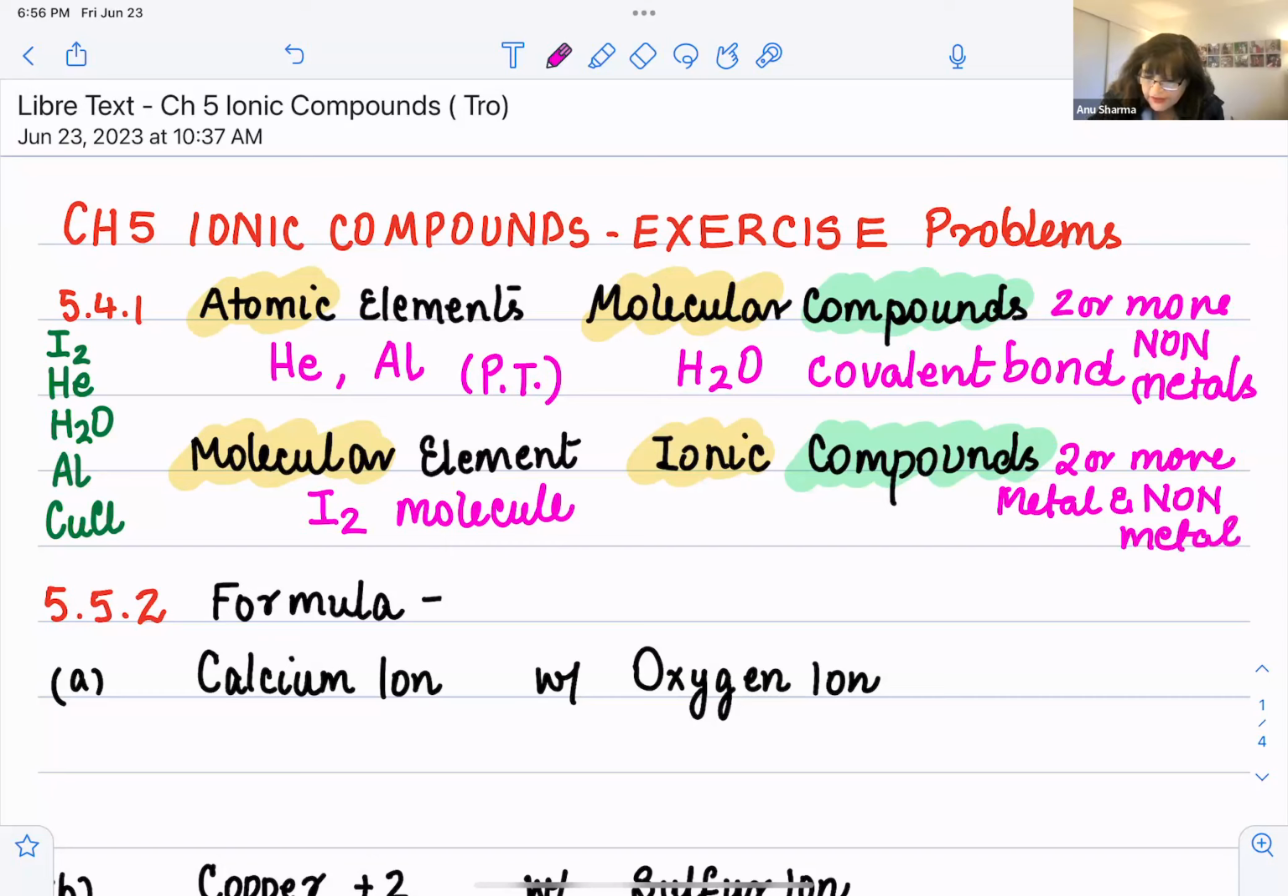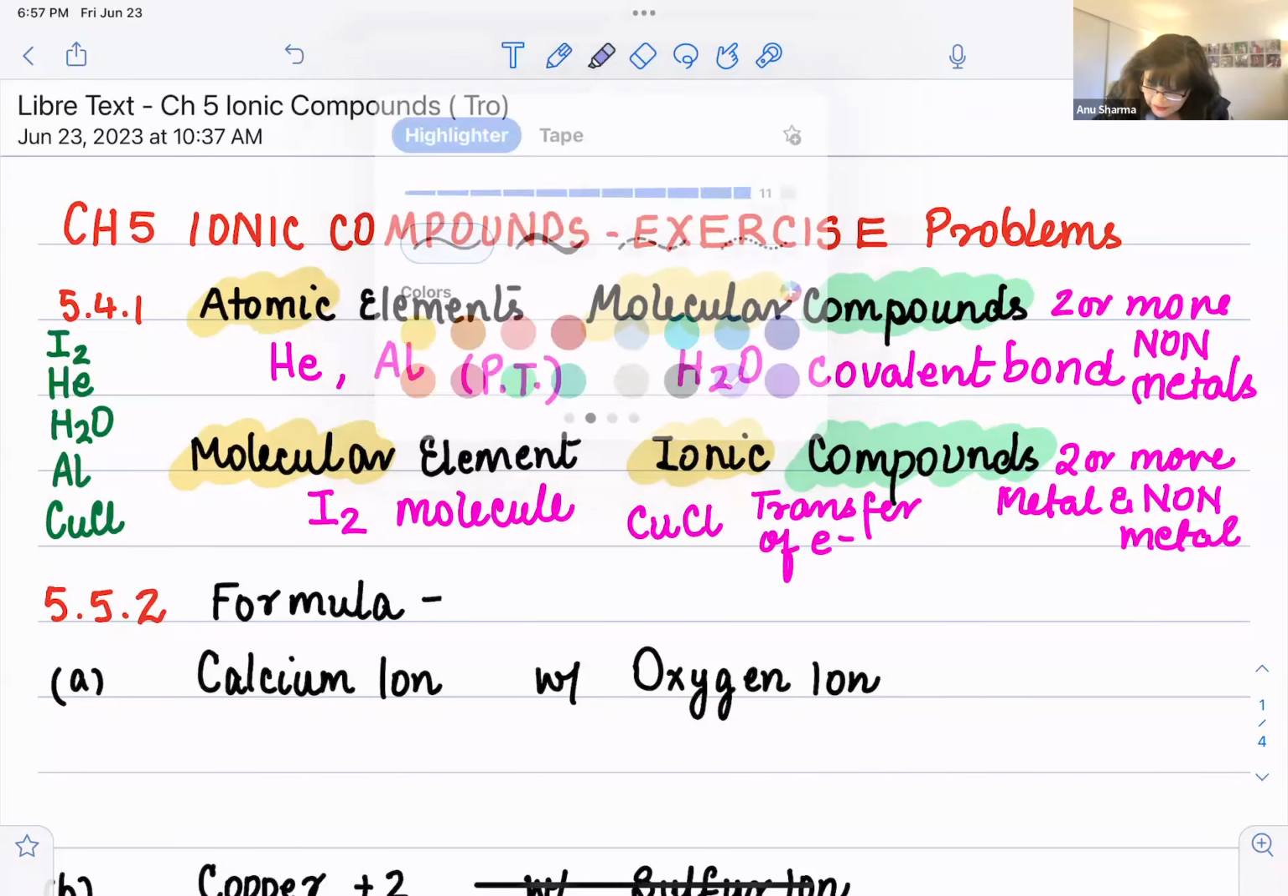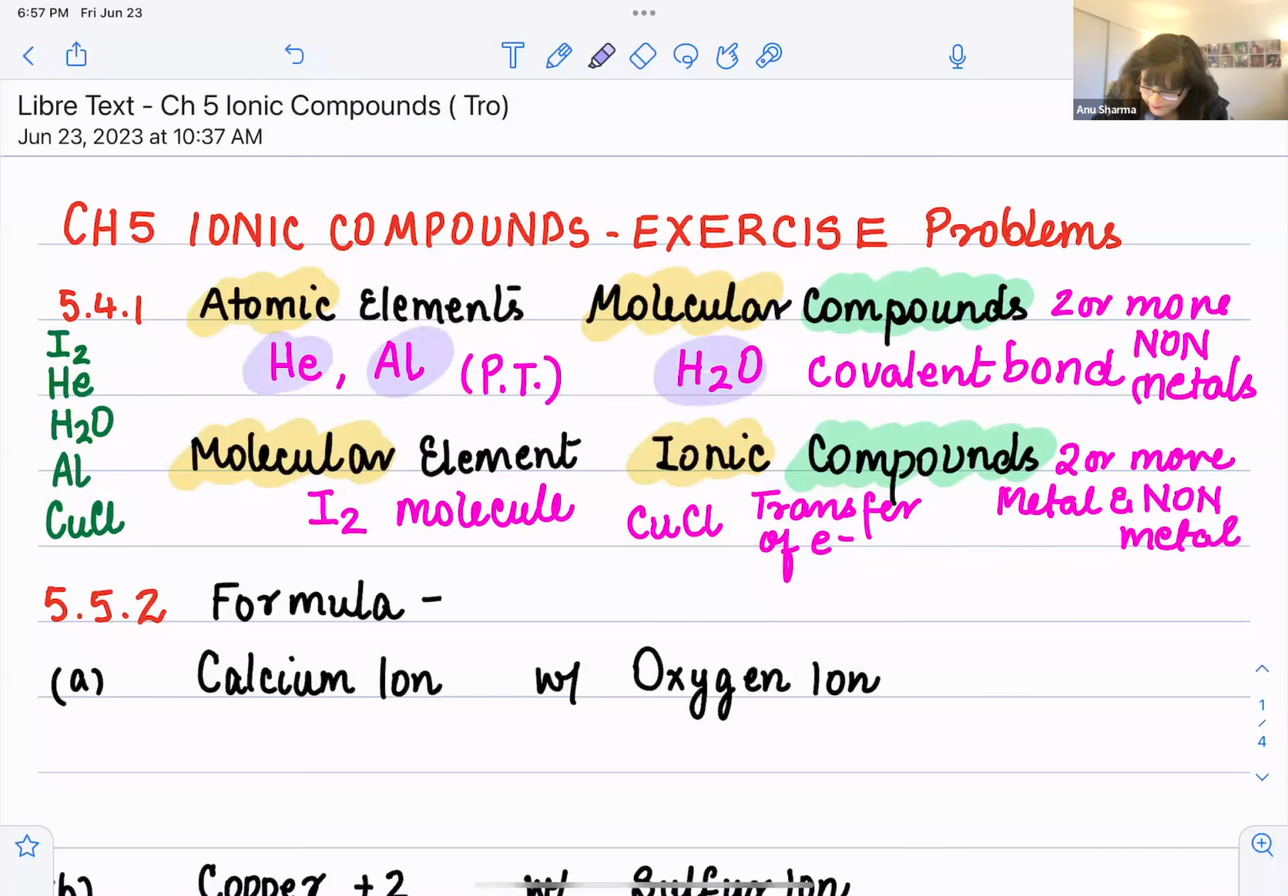So they make ionic bonds, and these are formed by the transfer of electrons. Let me just put this here. Made by the transfer of electrons. There's not much space, and I don't want to overlap this. Transfer of electrons. So which one is that? A metal is copper and the other one, chlorine, is a nonmetal. Okay, so these are the answers to these questions.